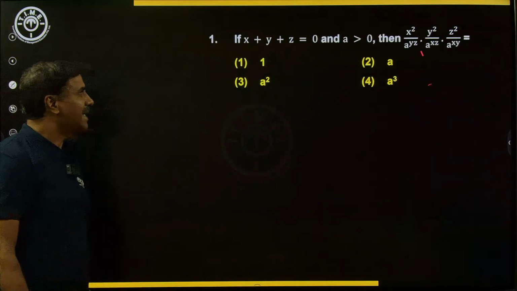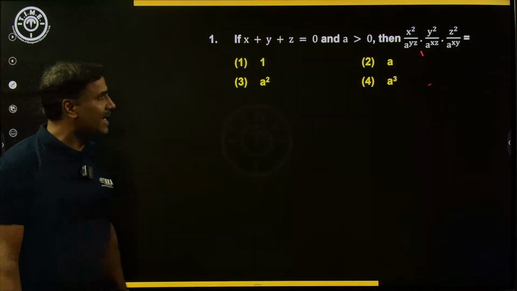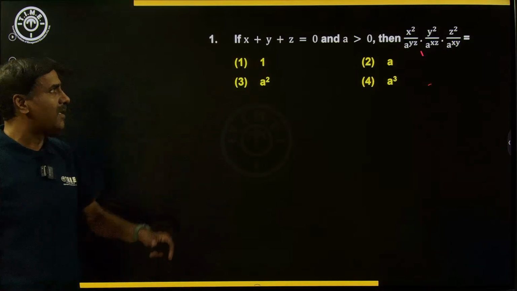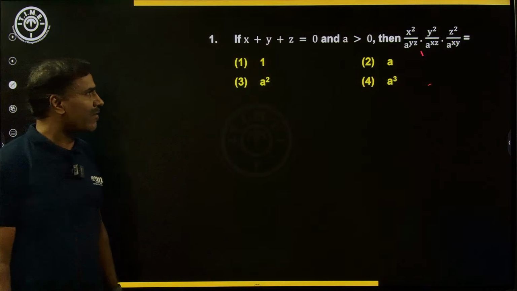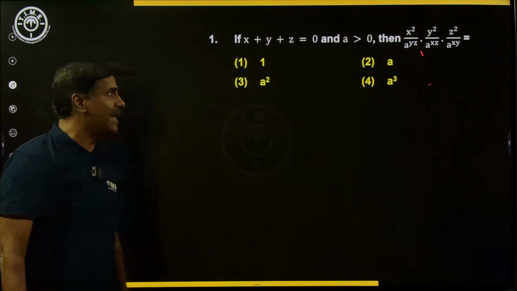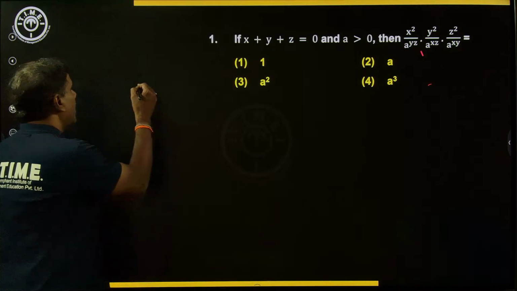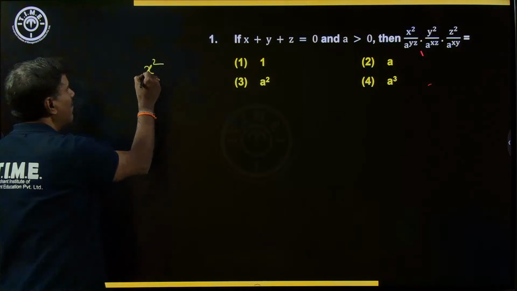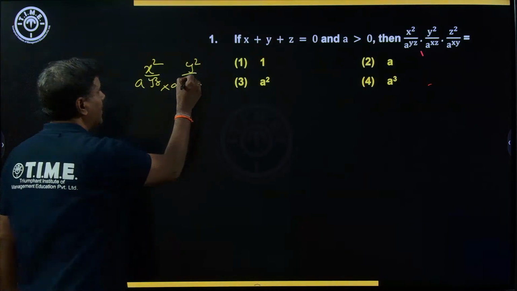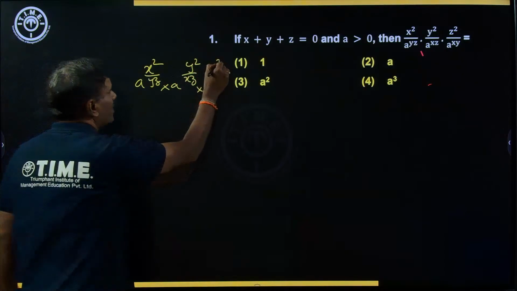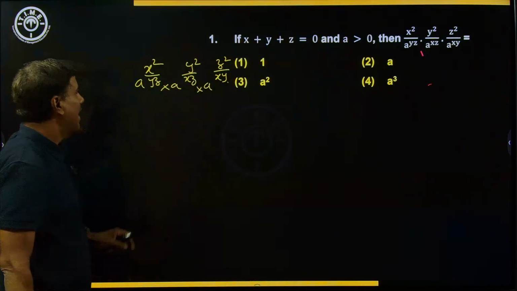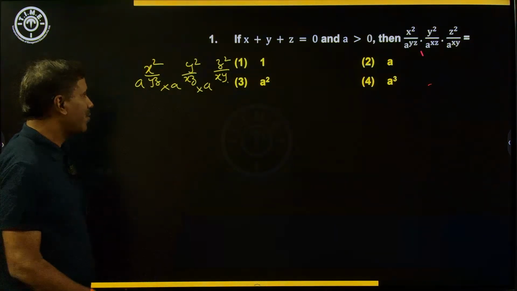So let's look at the first question here. If x plus y plus z is equal to 0 and a is greater than 0, then it is basically a to the power of x square by yz, into a to the power of y square by xz, and into a to the power of z square by xy. So this is in the form of a to the power of m into a to the power of n into a to the power of p.